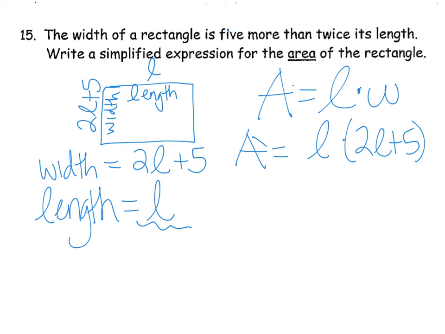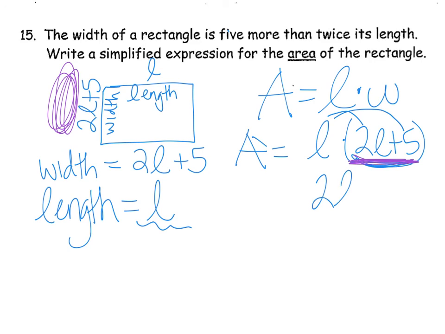Okay, so I have to distribute because I'm multiplying L times W. Instead of W, I put what the whole thing W was, which was over here, guys. This is what W is. Okay? Distribute. 2L squared plus 5L. 2L squared plus 5L. All right, perfect. So let's start practicing this.